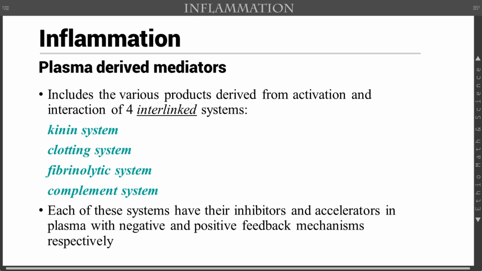Today we focus on the plasma-derived chemical mediators of acute inflammation. Think of plasma as a toolbox already floating in the blood. When tissue is injured, four interlinked systems switch on and talk to each other: the Kinin system, the clotting system, the fibrinolytic system, and the complement system. Each system has its own accelerators and brakes, built-in positive and negative feedback, so the response can start fast, but also shut down before it harms the host.